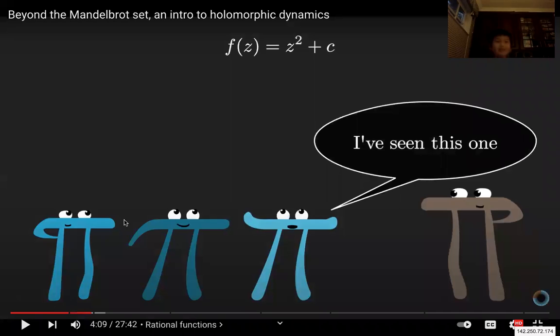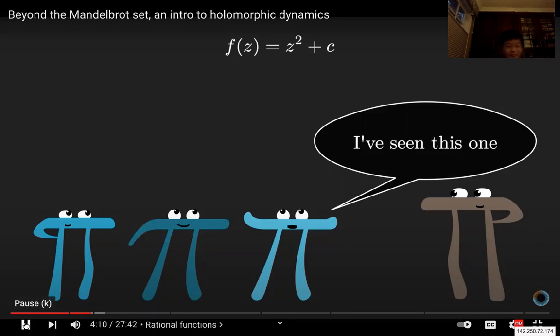Yeah, why do you call it a rational function? It's one divided by the other. Well, z squared plus c, divided by what? Divided by 1. 1 is a polynomial, remember? It's basically the same as 1x to the 0th power.